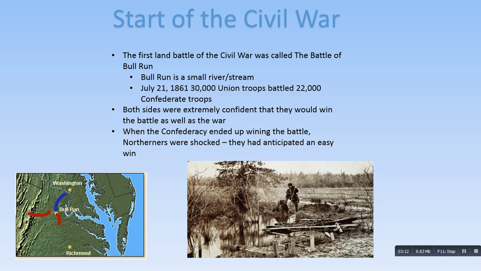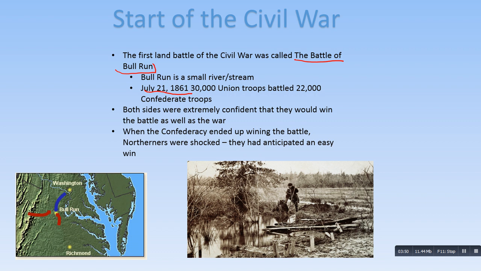Now, I guess a run is another name for a stream or a small river, you could say. On July 21st, 1861, you had 30,000 Union troops versus 22,000 Confederate troops. Both sides were extremely confident that they were going to win, and fairly easily. In fact, some Union supporters, I know this sounds bizarre, packed up lunch and actually had a picnic and went to watch the battle from far away. They were expecting an easy victory. The Union was going to crush them, no problem.